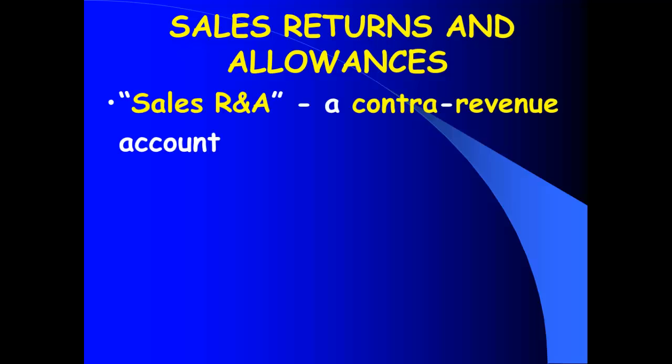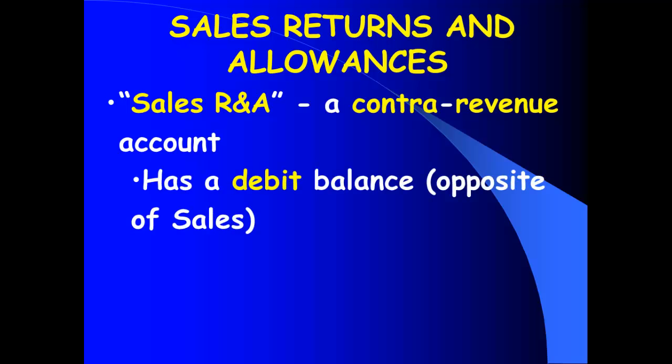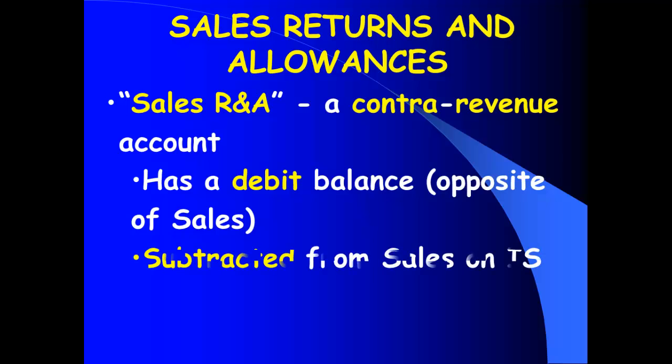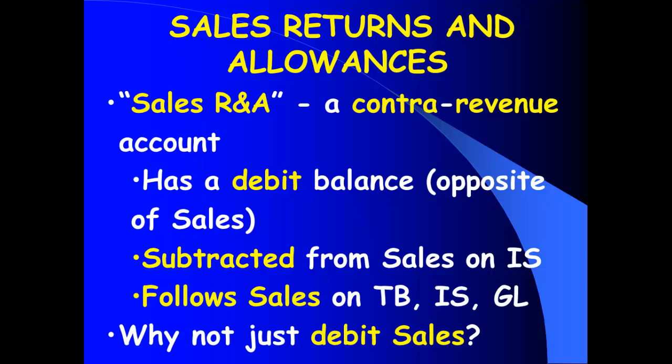Now, sales returns will be recorded in a brand new account called Sales Returns and Allowances. It is again a contra account of sales, which means what? It's going to have a debit balance. It's going to follow sales. Wherever sales goes, Sales Returns and Allowances comes right after it, and it's going to be subtracted from sales on the income statement.